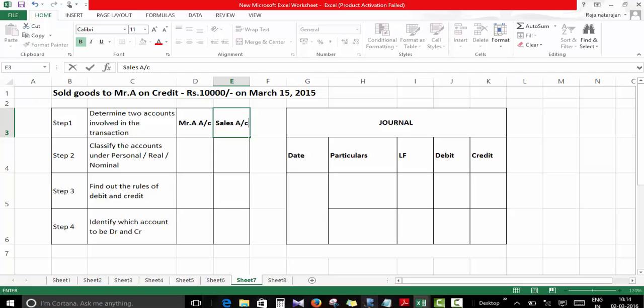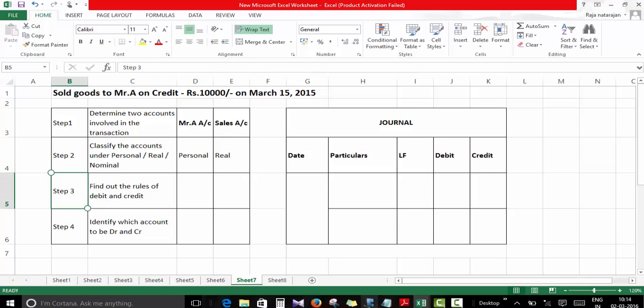Then we'll go to step 2. We have to classify the accounts under personal, real and nominal. Mr. A is a person, so that account would come under personal account classification, whereas sales comes under real account classification because the goods are going out.